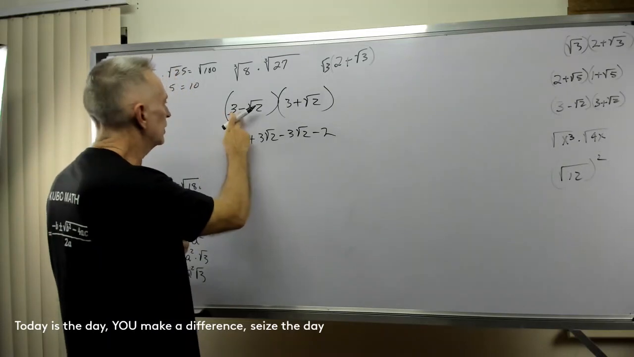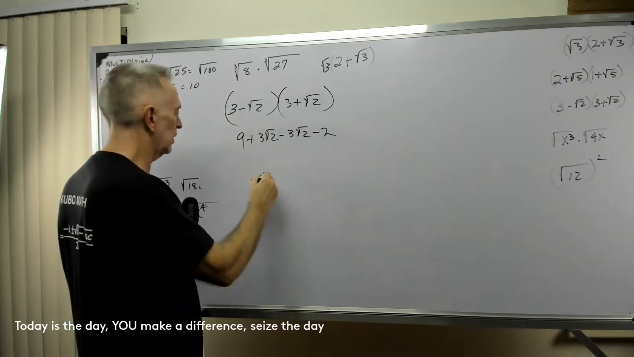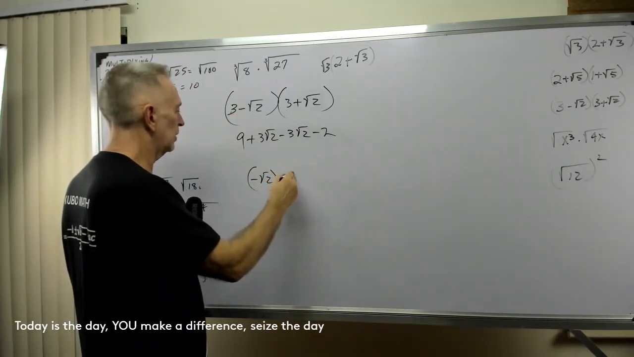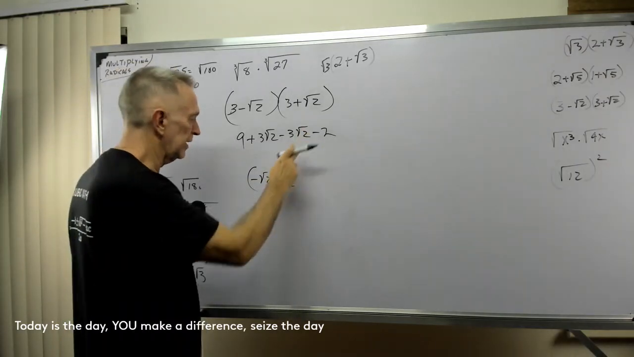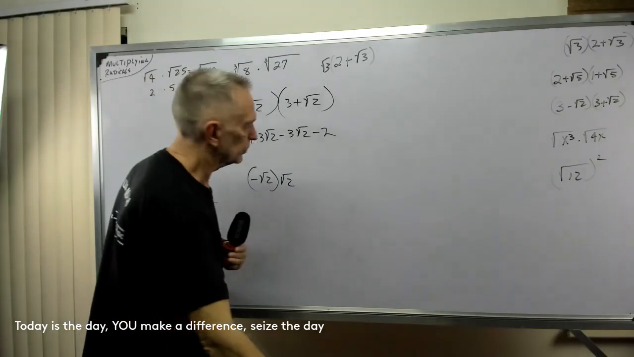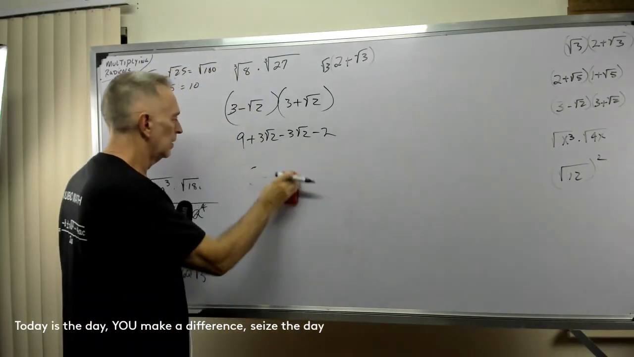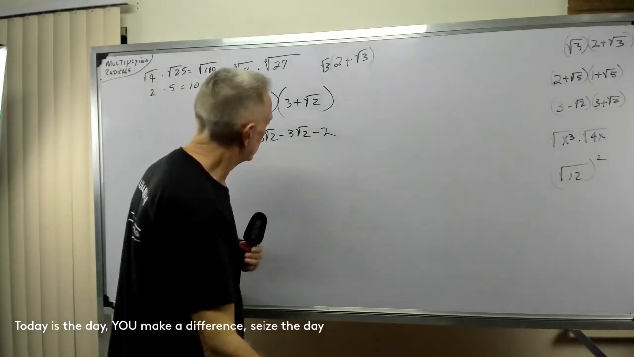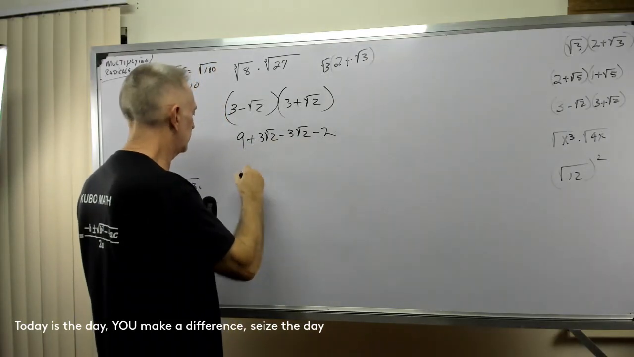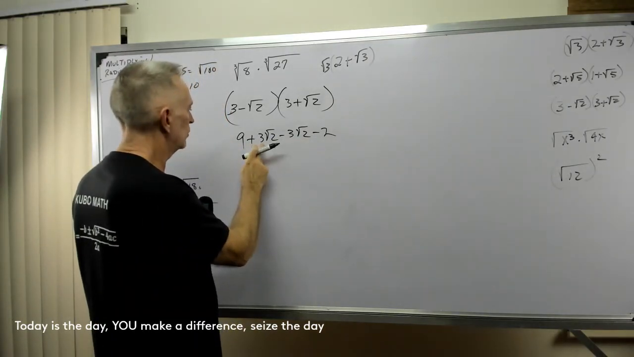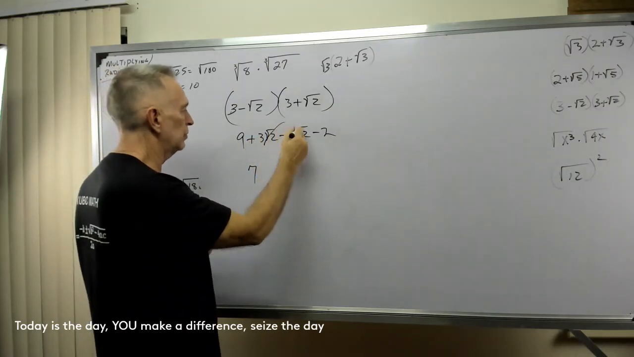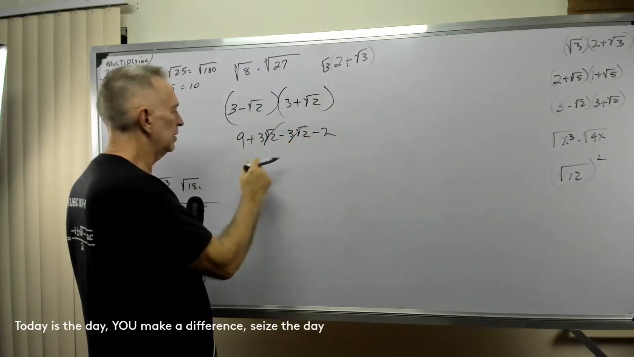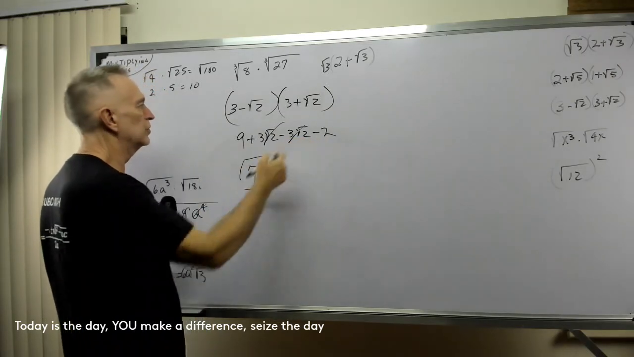So you notice that minus, so it was minus square root 2 times square root 2. So negative times a positive still gave me a negative. And then the radical sign dropped away. All right, so 9 minus 2 is 7. So positive 3 square root 2 minus 3 square root of 2, those cancel. And I end up just with 7. 9 minus 2.